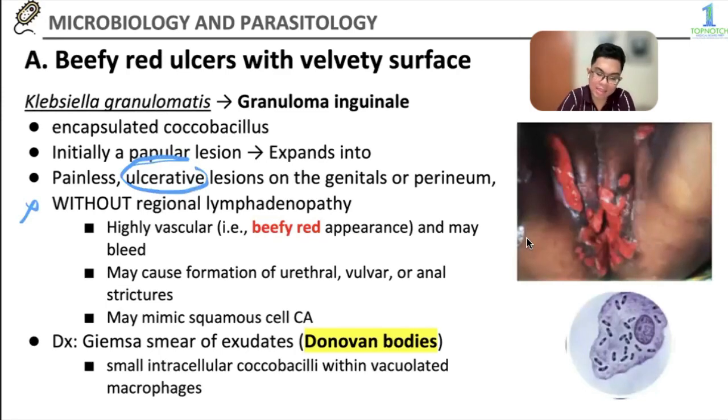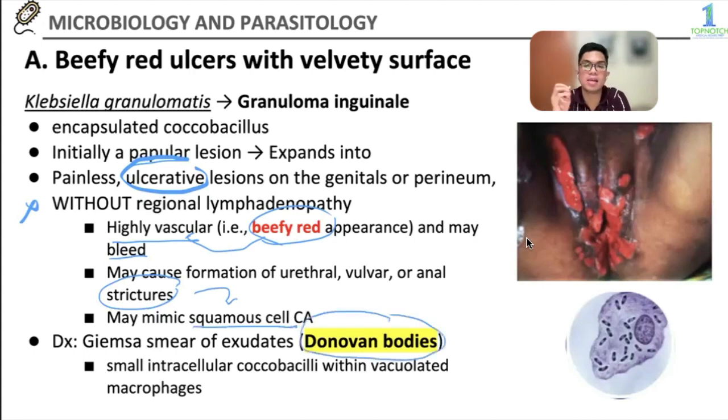It has a beefy red appearance because it is highly vascular. Kita niyo ba, pulang-pula siya. And because it's highly vascular, it has a tendency to bleed. When these lesions ulcerate or bleed, it can result in stricture formation, which can mimic squamous cell carcinoma. Diagnosis is established via the Donovan bodies or the Giemsa smear of its exudate. Donovan bodies, ito siya, intracellular coccobacilli within macrophages.